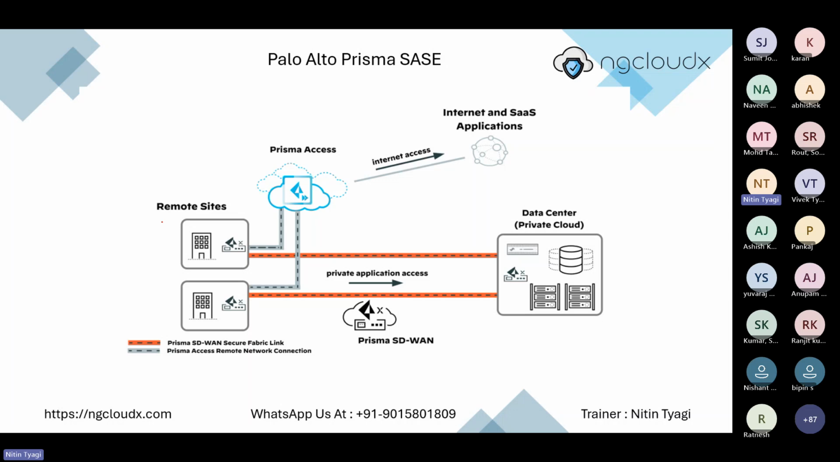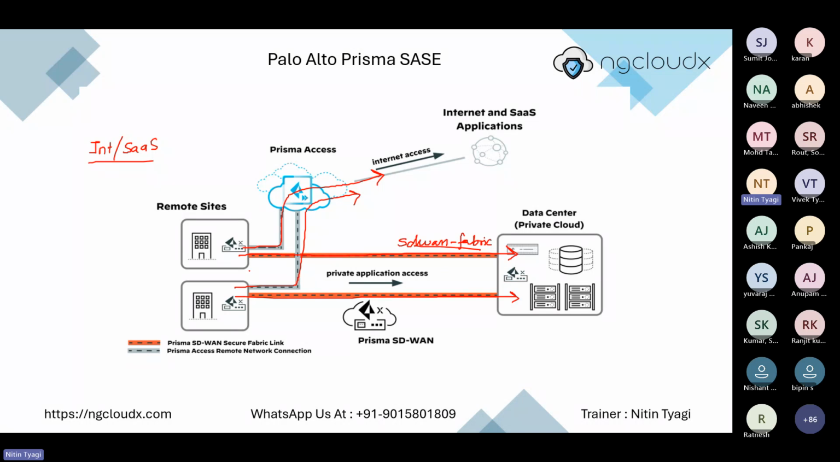But this is your overall Prisma SASE architecture. Okay. So this is how it looks like. For my internet and SaaS-based applications, I will send my traffic like this through Prisma Access from my branches. And for my data center, rather than using SCCAN and all that stuff, I will directly send it towards my data center by using the SD-WAN fabric. This fabric is nothing but an IPsec tunnel, right?